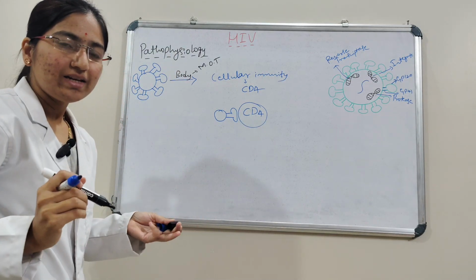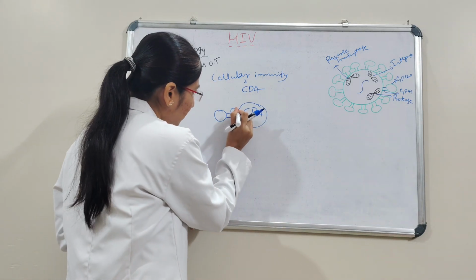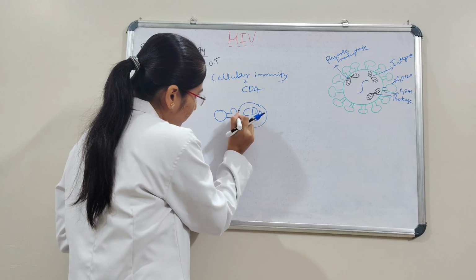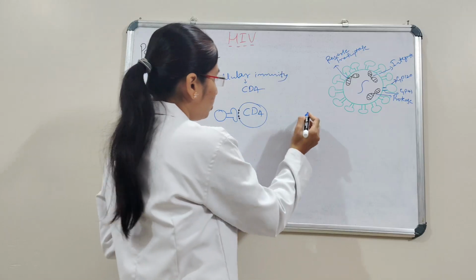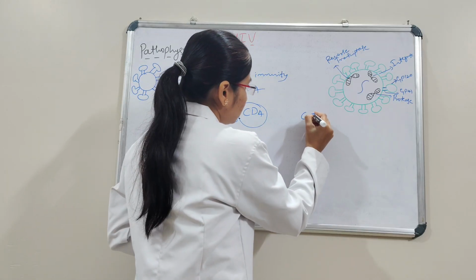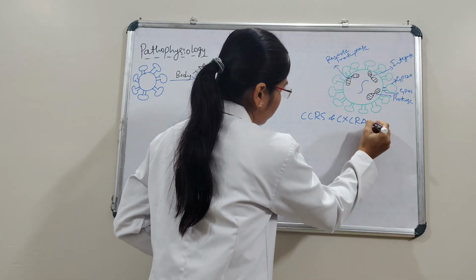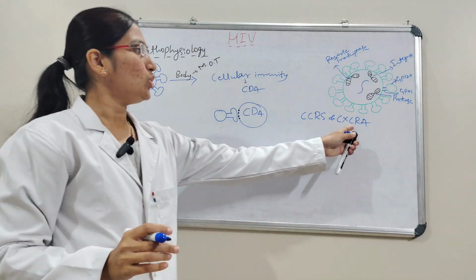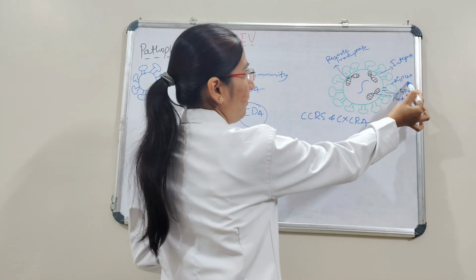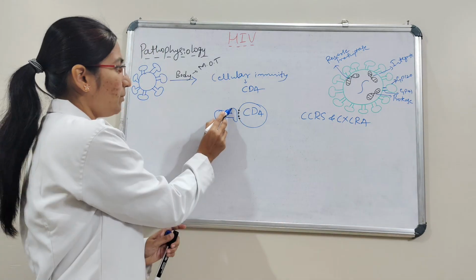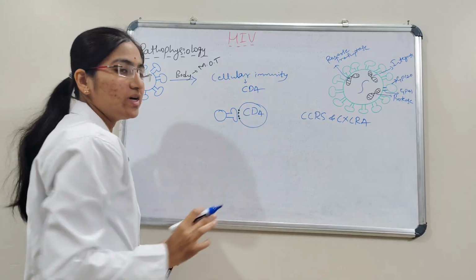On that CD4 cell, receptors are present. Two receptors are there, that is CCR5 and CXCR4. These are the two receptors. Here this one glycoprotein GP120 is there, right? This one is GP120. It's going to try to attach with the receptors of CD4.